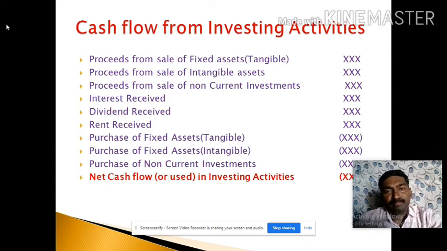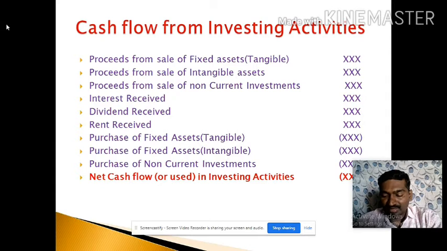If any profit or loss arises by sale of fixed assets, that should be reflected in operating activity, but how much amount is generated, that should be shown in investment activities. So sale of fixed assets, sale of intangible assets, sale of non-current investments, or interest received, dividend received, all types of investment natures are taken in investment activities, purchase and sales.